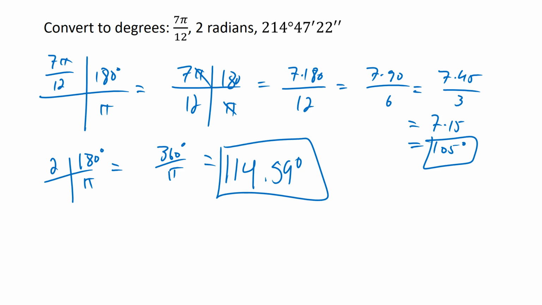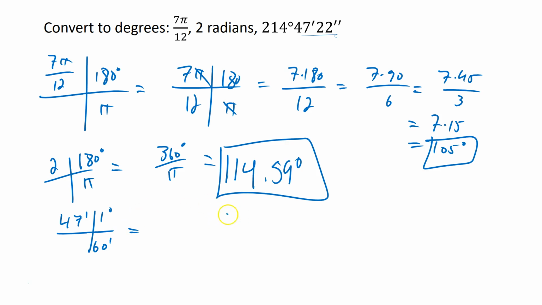All right, now we got degrees, minutes, seconds. So we have 214 degrees for sure. So we want to change the minutes and seconds to a decimal. So we have 47 minutes. 60 minutes to 1 degree. Remember, I want those minutes to cancel. So 47 sixtieths. I'll go to my calculator in a second. Let's get the other one first here.